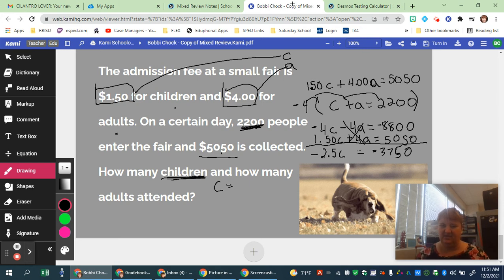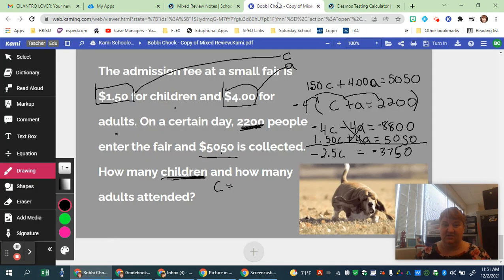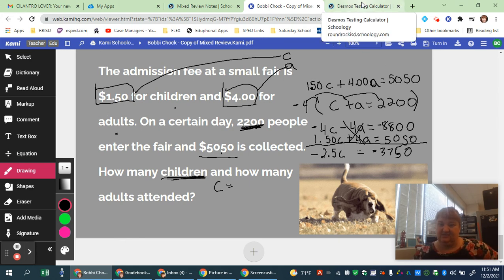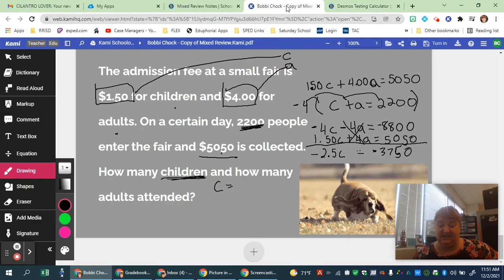Is that it? Really? 3750? Guess so. $1.50 for children. And so only 15 kids? Really? That doesn't seem like very many kids. Okay, well, we'll see if it makes sense later. So 15 kids attended. Must have been a lot of adults. Let's see how many adults.